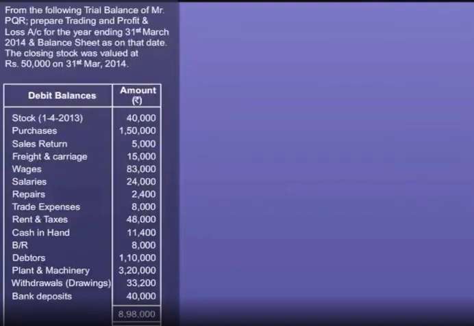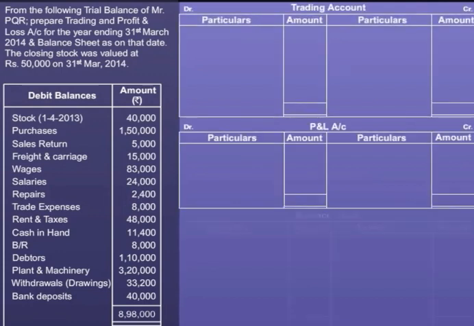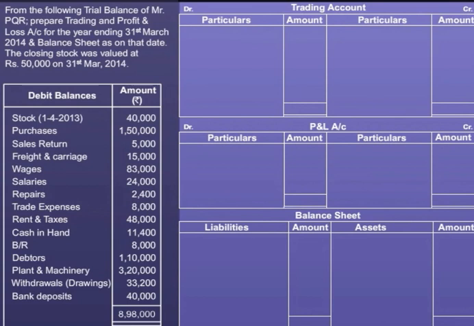Read the question carefully. Here we have been given trial balance. To begin with, let's have the formats. As we do always, let's begin with opening stock and show it on the debit side of the trading account like this. The next item is purchases.